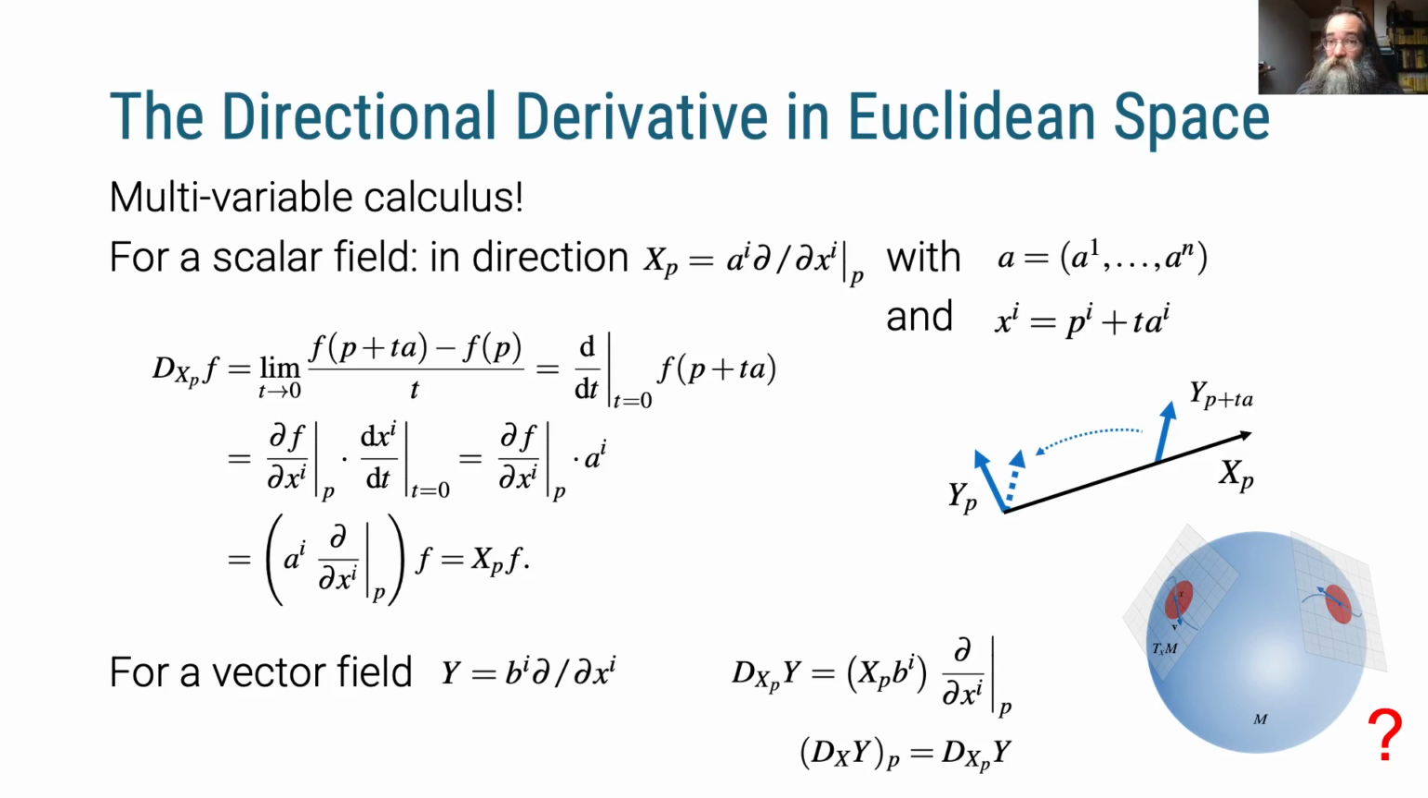But it is not at all clear how this looks like on the sphere, or for example other curved manifolds, because you cannot just move vectors around. At least it's not obvious how to do that.